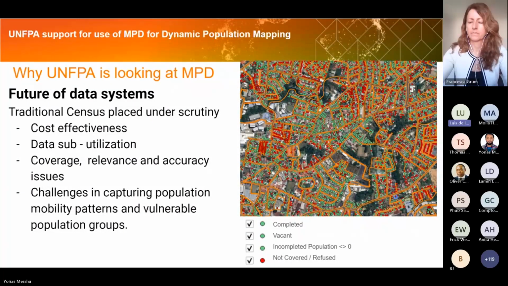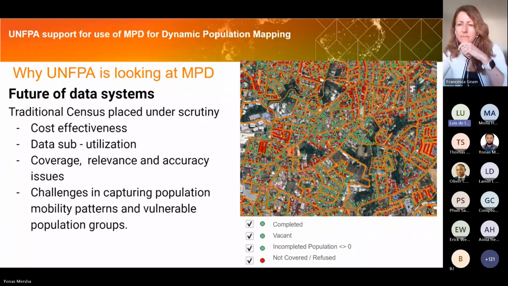At least in the region I'm based in, what we are experiencing with the 2020 census round are issues with the coverage of the census, with the relevance of the data we are collecting, as well as various accuracy issues. And the last one, among all these factors that are making us rethink how we are collecting population data in the future, we have challenges in capturing population, especially vulnerable groups, nomadic populations, and others. So we are having challenges on capturing the whole population. Please, next.